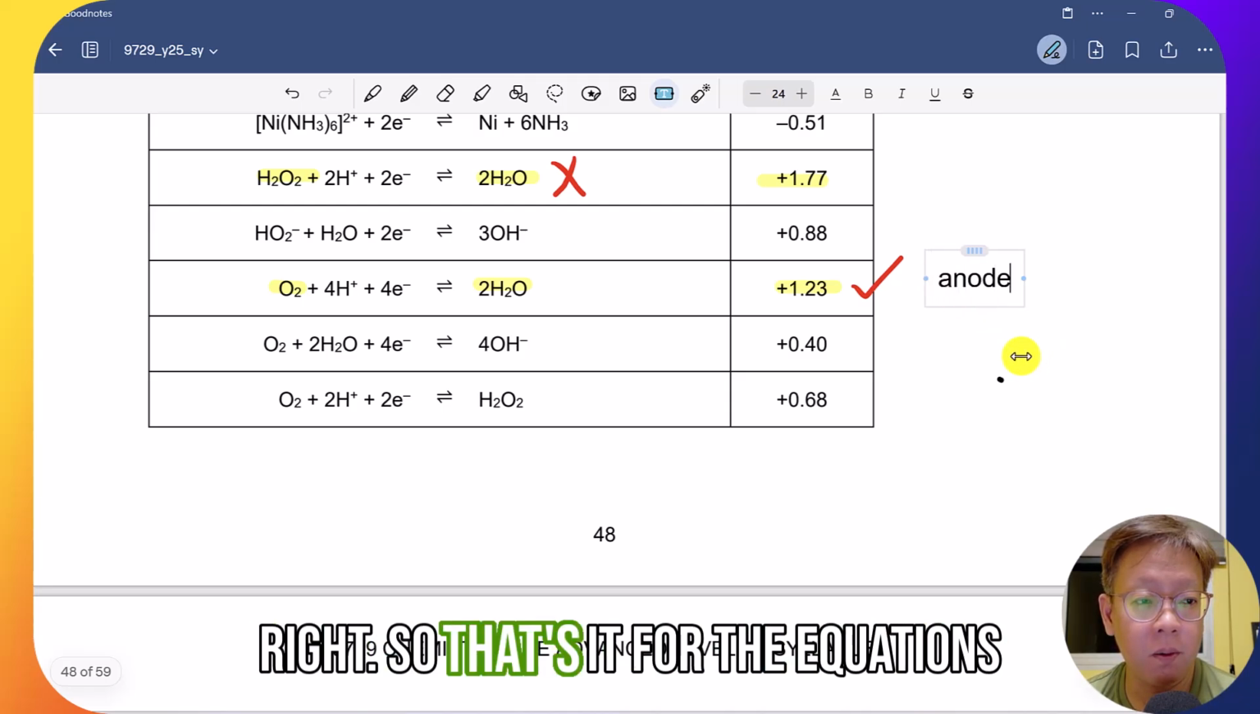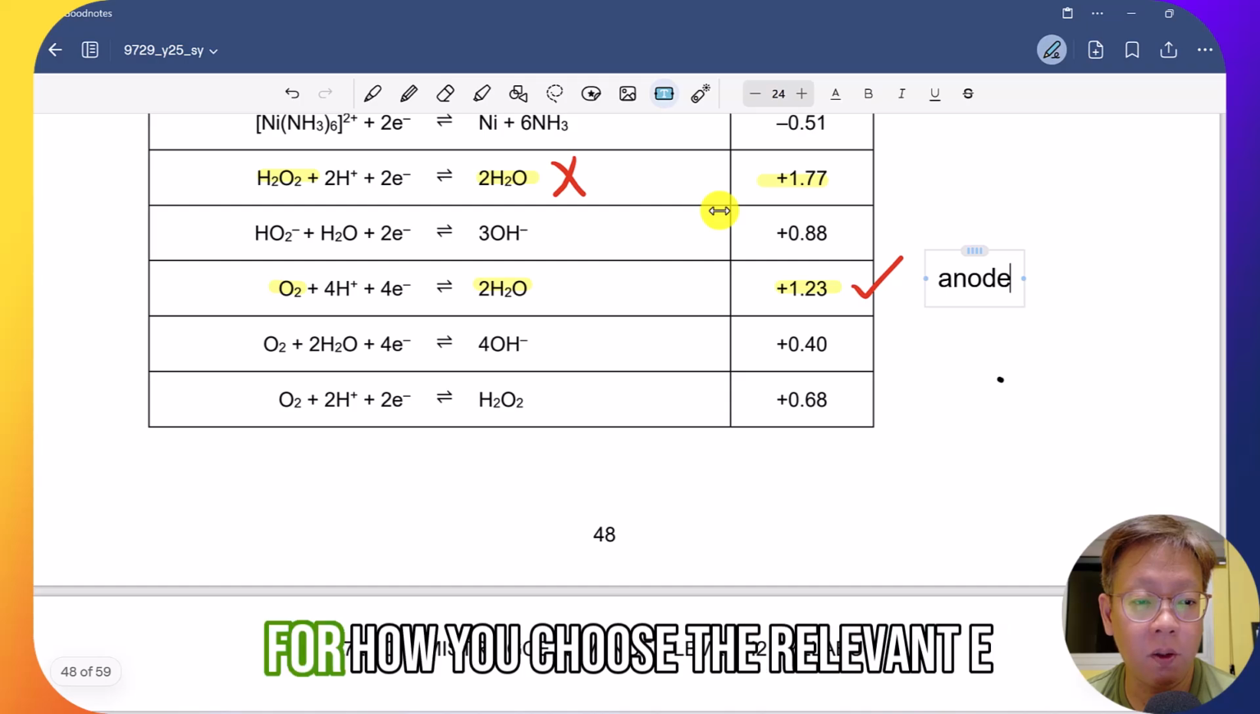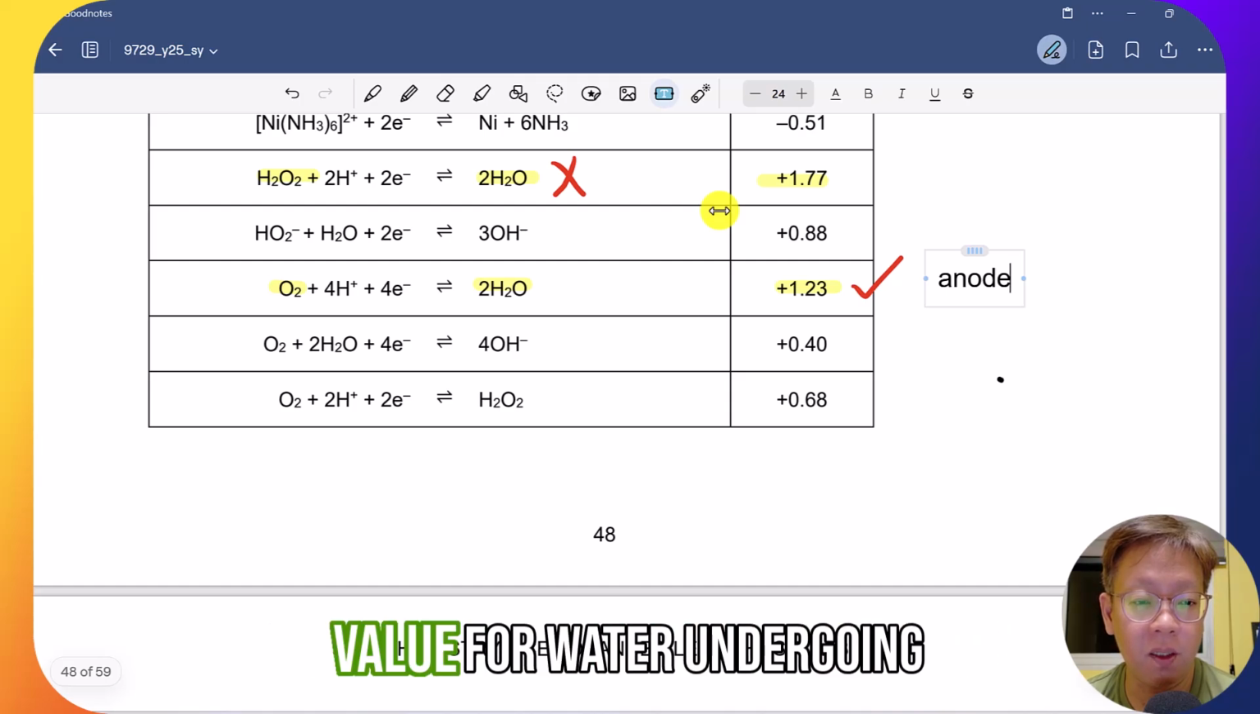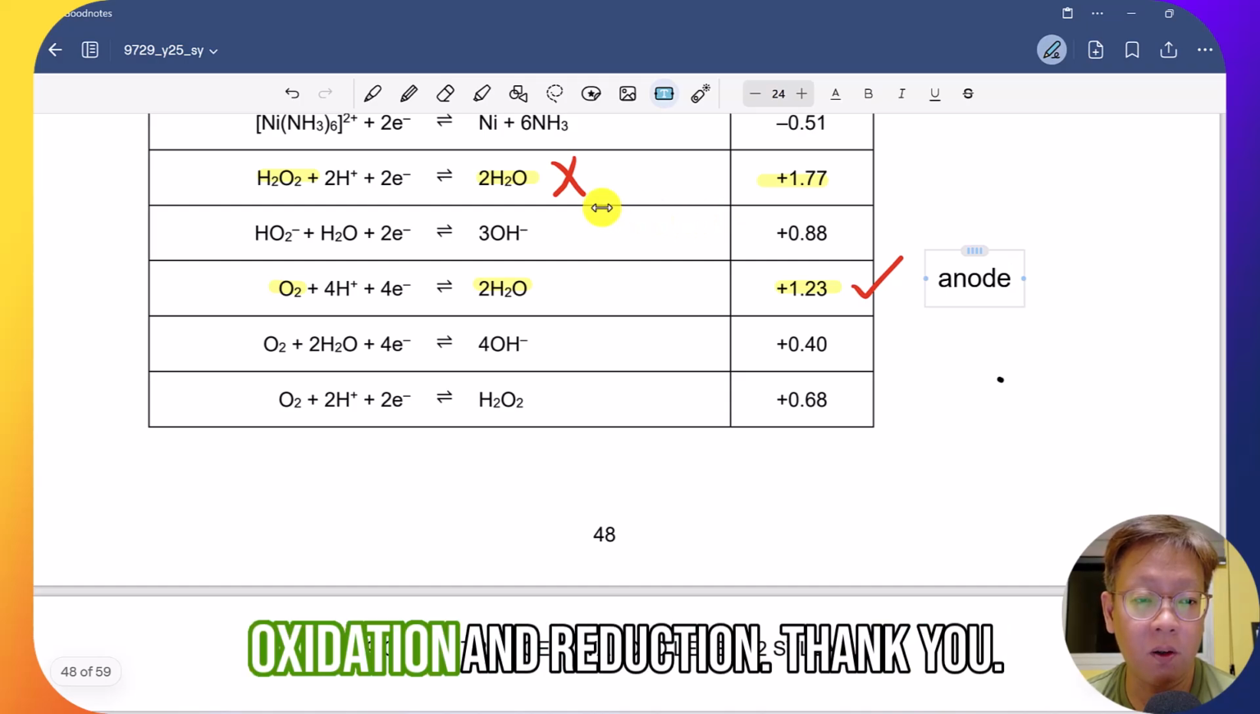All right, so that's it for how you choose the relevant E value for water undergoing oxidation and reduction.